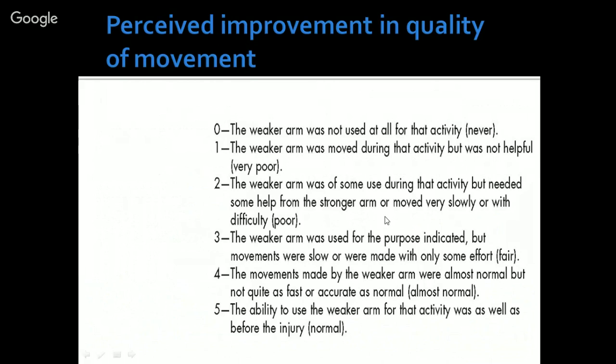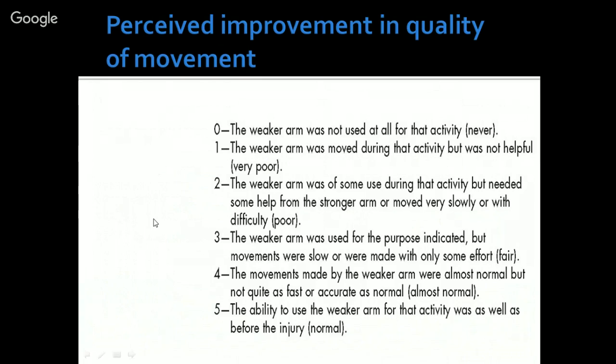2 is the patient moved it, but it moved more slowly or with difficulty. And 3 is the weaker arm was used. The movements were slow, but still he made them with only little effort. So like this, the quality of movement can improve. And all these are perceived quality, which means what the patient might perceive after application of CIMT.